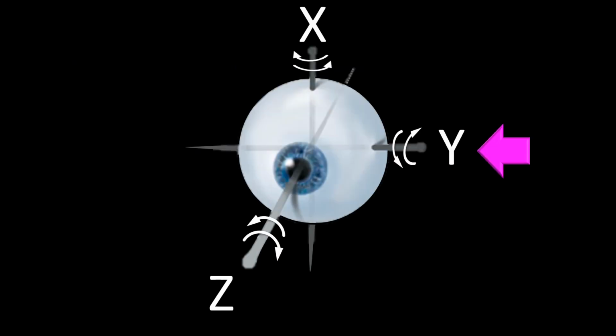Routinely, we evaluate the y-axis by asking the patient to look up and down with the eye in various horizontal positions, and the x-axis by asking the patient to look from side to side from different vertical positions. But we do not evaluate the z-axis, which can be easily evaluated by asking the patient to look at our index finger while tilting the head to one side and then to the other.